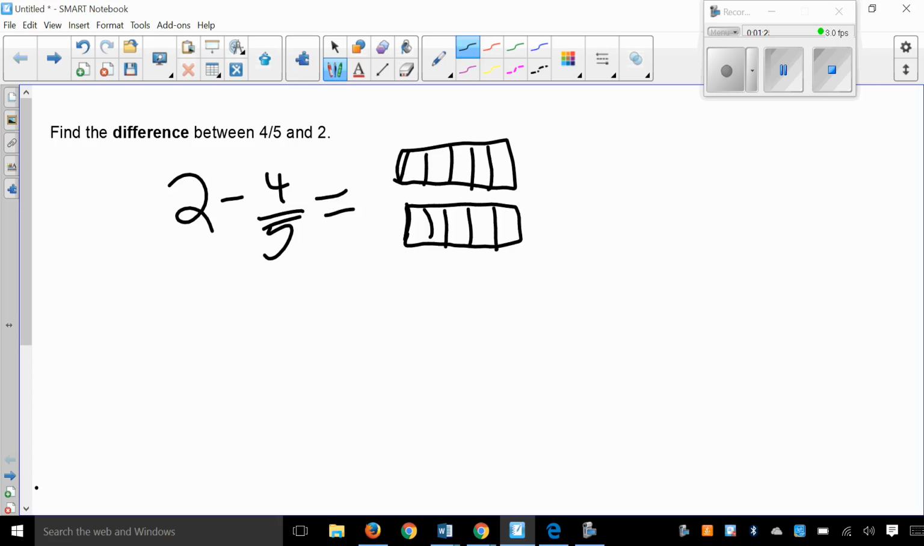So I'm going to notice my 4/5, and then I'm going to subtract and cross out. I'm left with my one whole, and right there I have one more fifth.